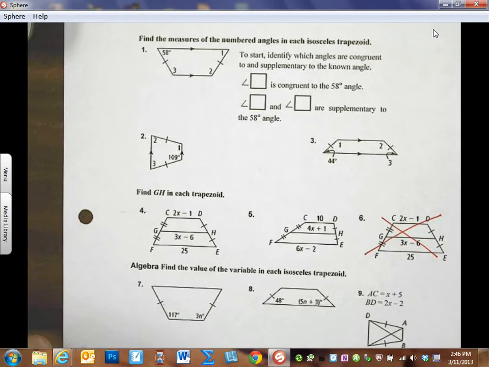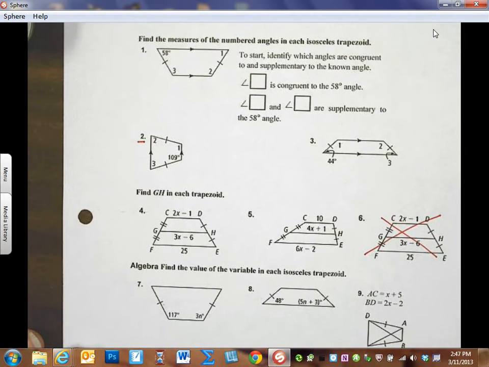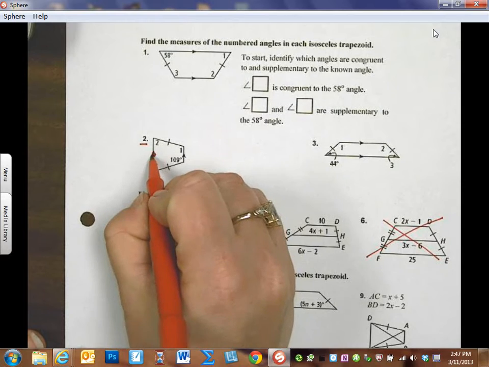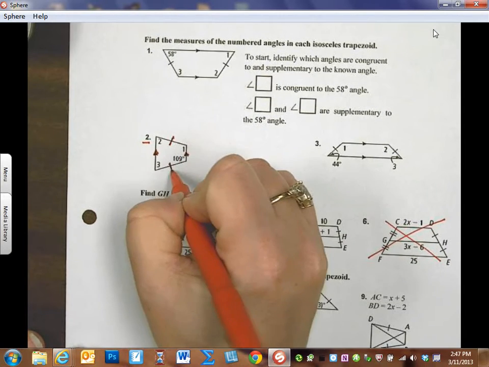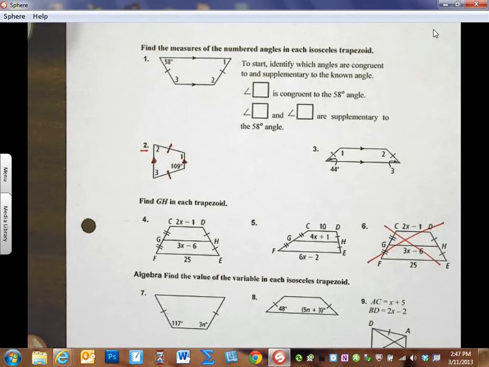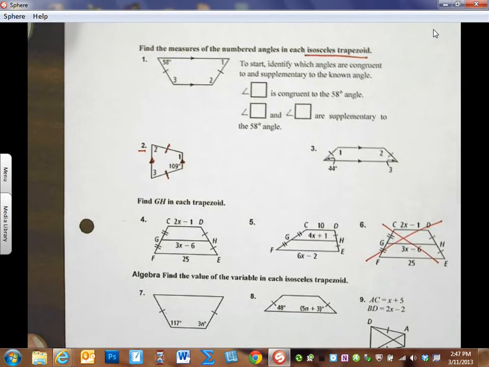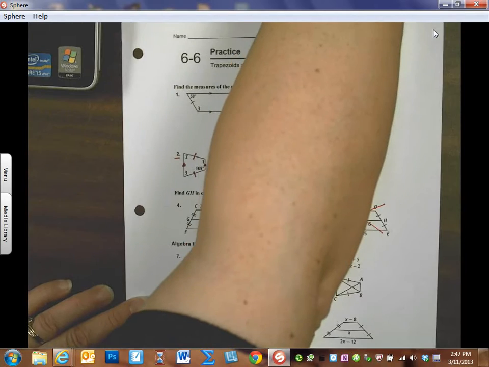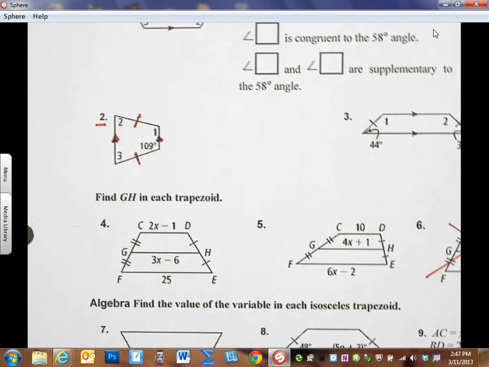So let's start right here on number 2. And in number 2, what shape do I have? I have one pair of parallel sides, and I have one pair of non-parallel congruent sides. So this is an isosceles trapezoid, just like they've said in the directions. I'm going to zoom in now, because I have students that complain if I don't zoom in.